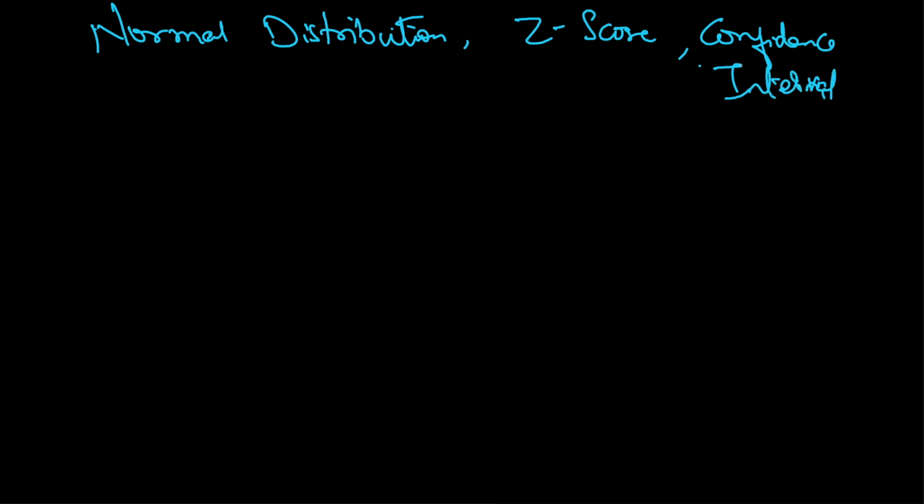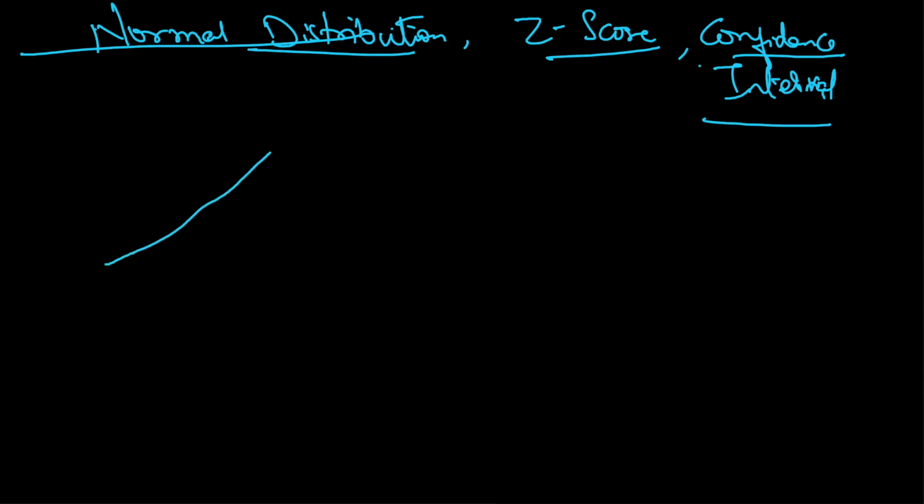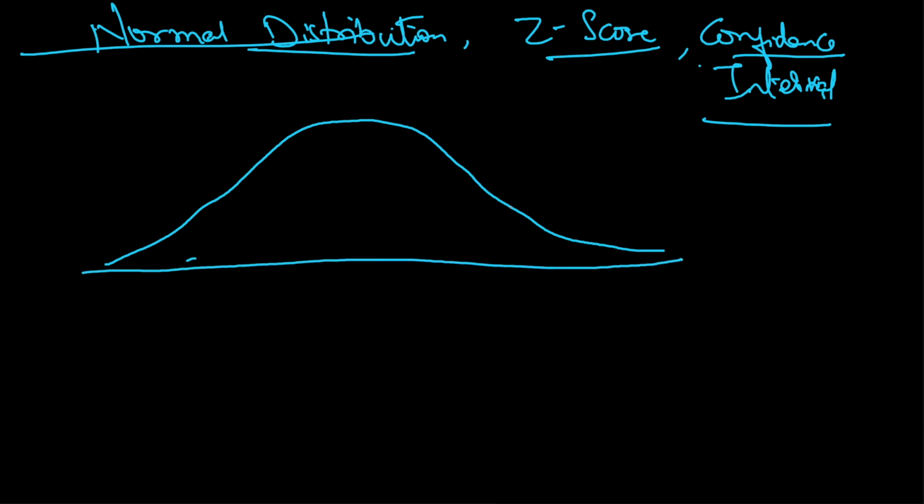Generally your data gets distributed like a normal distribution, in a bell-shaped curve. This bell-shaped curve is called normal distribution. So normal distribution refers to the probability, cumulative probability of distribution of data.